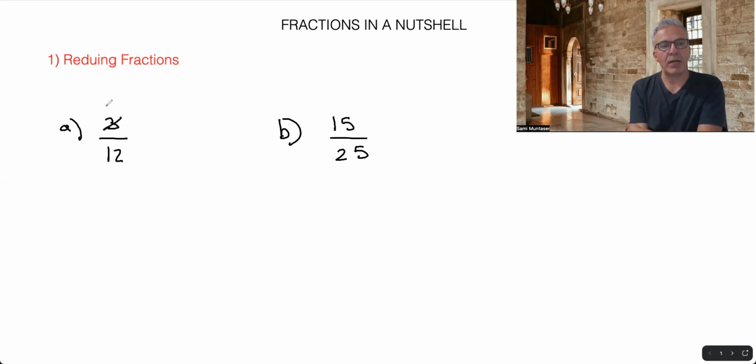So you divide this by 3 and you get 1, and you divide this by 3 and you get 4. So this is reduced to 1/4. You have 15 over 25, you look for a number that 15 and 25 divide by. So I know the common factor that both of these divide by is the 5. So I divide 15 by 5, it gives me 3, and 5 goes into 25 5 times. So this answer is 3 over 5.